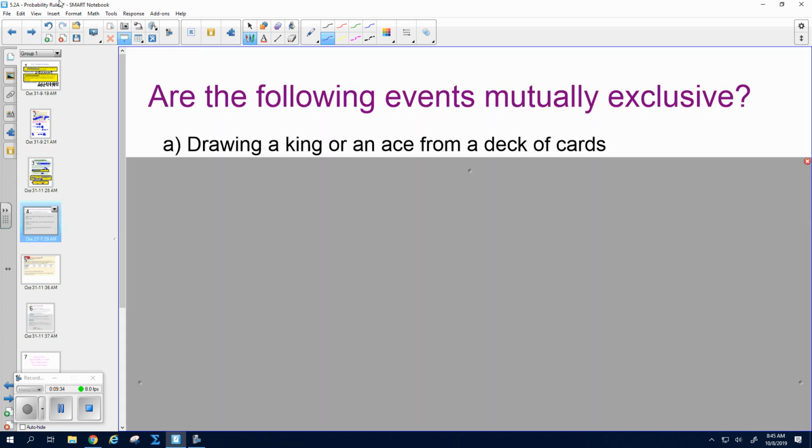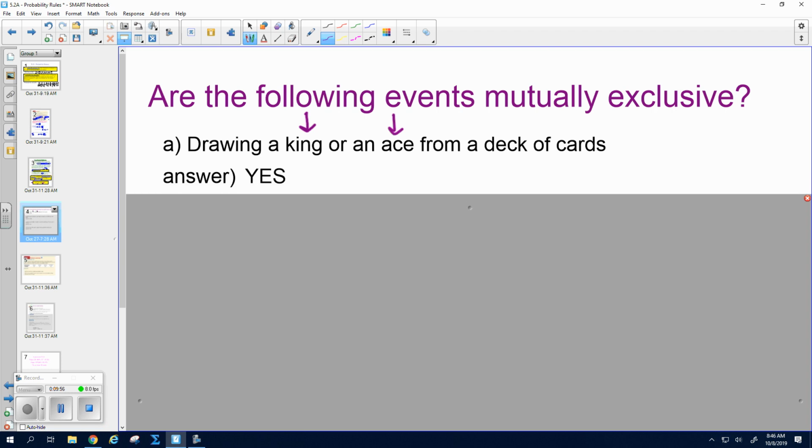So are the following events mutually exclusive? Drawing a king or an ace from a deck of cards. So can a card be both a king and an ace at the same time, you guys? No. So are they mutually exclusive? Yes. All right, there's no overlap. You're either a king or you're an ace. How many kings are there, you guys? And how many aces are there? So we could just add them together if we needed to, right? Okay.